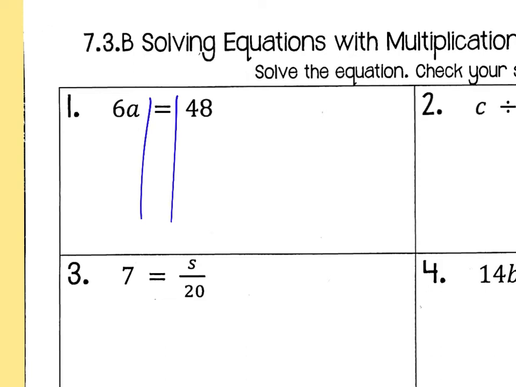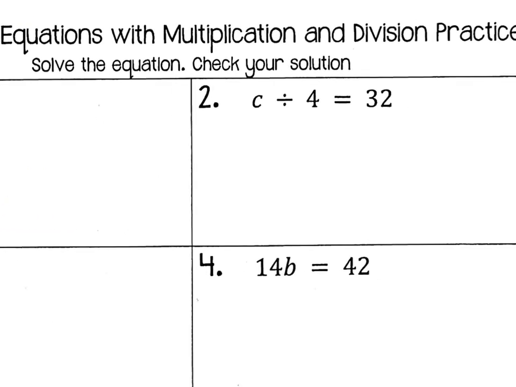So what is the inverse operation of 6 times A? Well, divide by 6. Goodbye. And what we do on one side of the equation, we always do to the other. And we get 8. What is 6 times 8? If I plug the 8 back in for A, I get 48. So I did it correctly. Let's look at number 2.